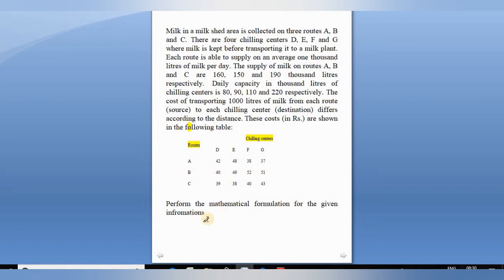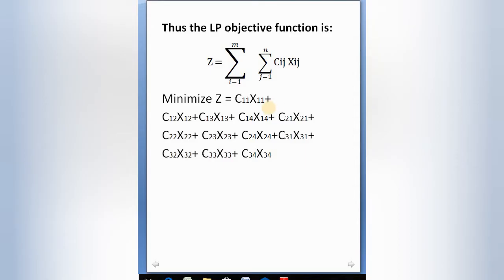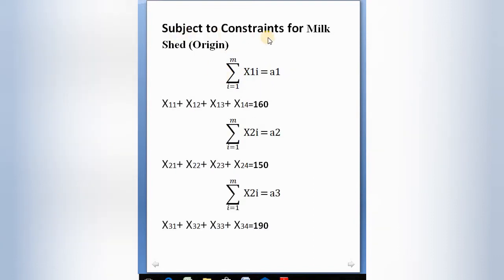So for the given problem, we have to perform a mathematical formulation. Friends, as you know, in the mathematical formulation there will be three properties. Those three properties are mandatory to make a mathematical formulation. You had better keep them in your mind. First one is the objective function. There must be an objective function to optimize the decision. And the second one is subject to constraints.